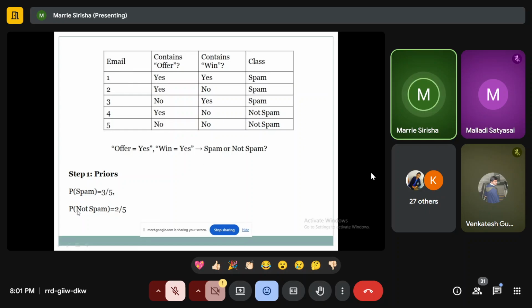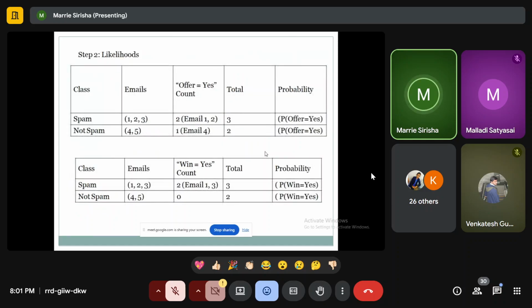Yes, and not spam. Not spam ఎన్ని ఉన్నాయి? 2. 2/5. Yes, this is the first step you have to do. You have to calculate the probability of happening of spam and not happening of spam, right? This is the first step, that is clear. Next you have to calculate the likelihood.